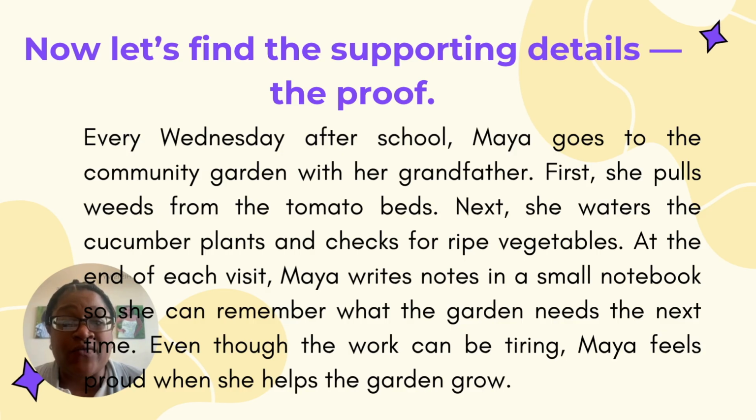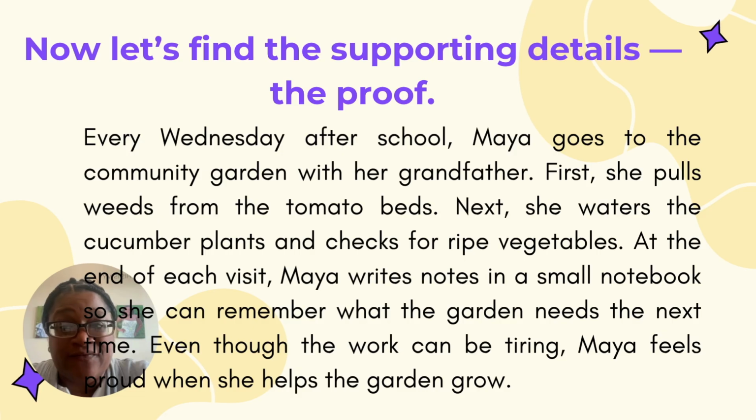First, she pulls weeds from the tomato beds. Is that a supporting detail? Does that describe or support the fact that she goes to the garden every week? Yes, it does. Next, she waters the cucumber plants and checks for ripe vegetables. Another supporting detail. She writes in a small notebook so she can remember what the garden needs next time. That's another supporting detail. So that's three supporting details right there, sentence by sentence, that basically follow the main idea.